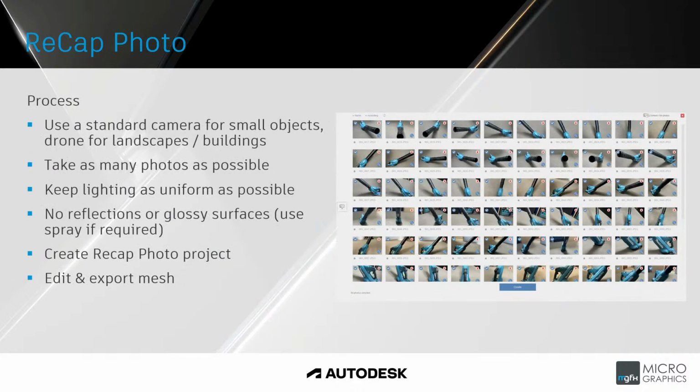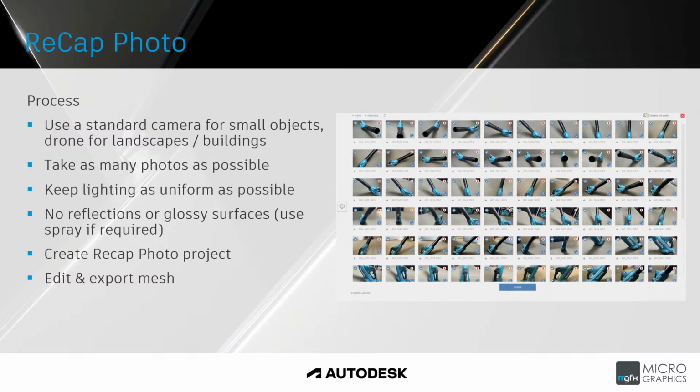So as I mentioned, for this process you would use a standard camera for small objects. On the right hand side here, you can see I've taken a whole lot of photos of a Makita leaf blower. There are a couple of things wrong with those photos, and I'll mention it now. But essentially you take as many photos as possible from, let's say, a low, medium, and then a high position, so you can get all the different angles on that object. But you do want to keep lighting as uniform as possible. You'll see there's quite a big shadow underneath that leaf blower, which may cause issues with the scan.